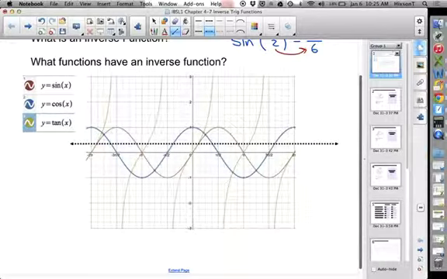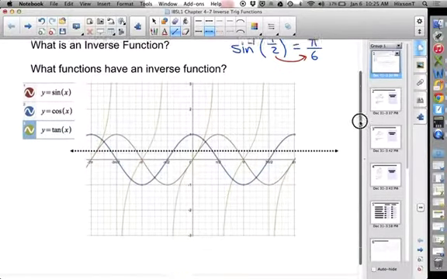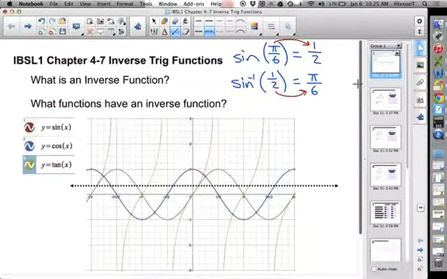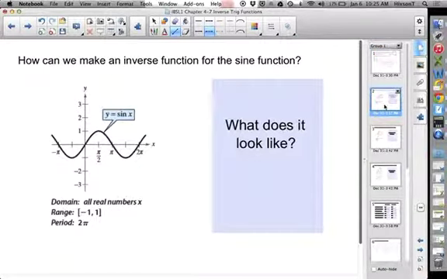Alright, so what are we going to do? We're going to limit our domain to one period. And then we can actually look at an inverse sine. Okay? So that's what I want to kind of develop here. We're going to take these one at a time. Alright? You guys know this already. We have sine.